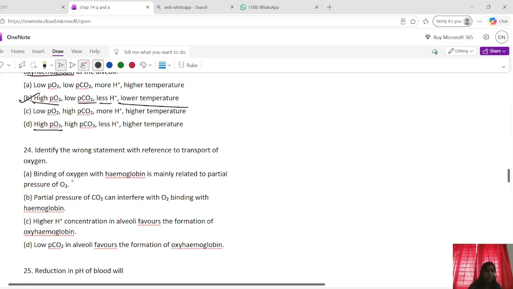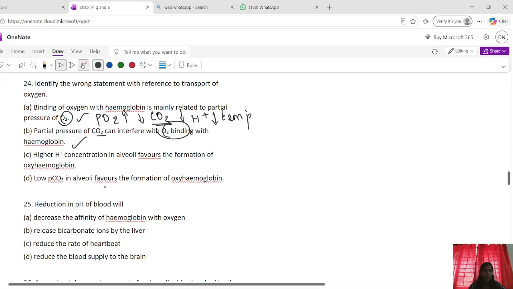Okay. So what is the first option? Binding of oxygen with hemoglobin is mainly related to the partial pressure of O2. Is it right? Yes. Because with high PO2 and lower concentration of CO2 and lower hydrogen ion and lower temperature, it is the favorable condition for binding oxygen with hemoglobin. The partial pressure of CO2 can interfere with O2 binding with hemoglobin. The statement is right because CO2 should be low.